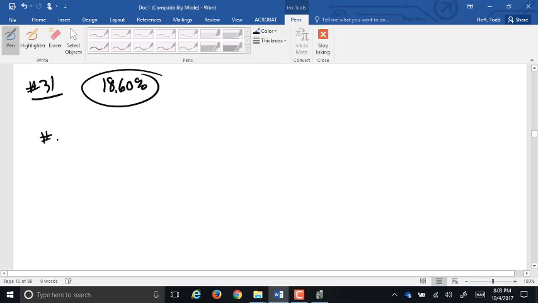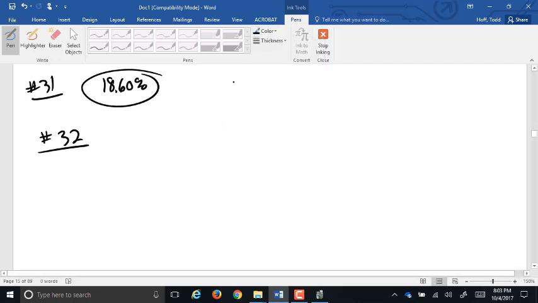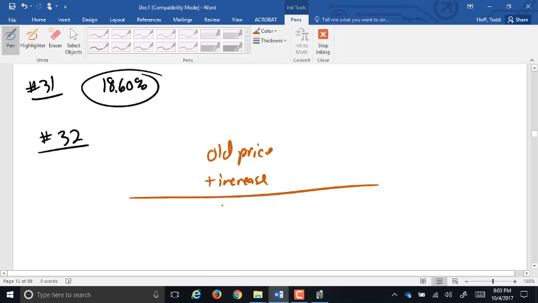Number 32. A lot of people struggle with number 32 because it's a percent change problem, and the number I gave you is after the change, not before the change. So number 32, the price of Delta Airlines tickets from New York to Orlando increased to $450. So we have an old price. We're adding to that old price an increase to give us a new price.